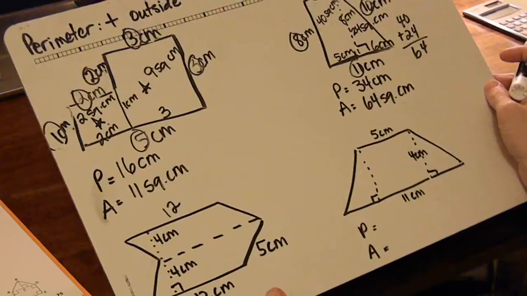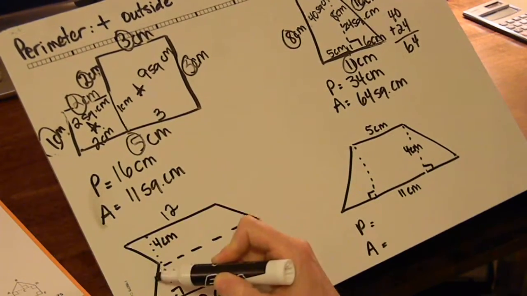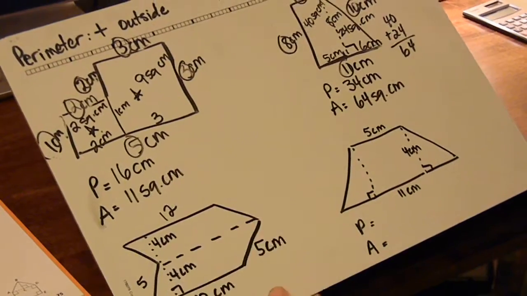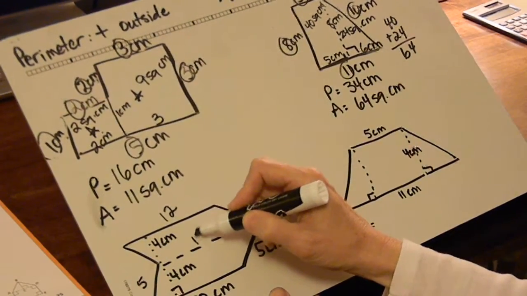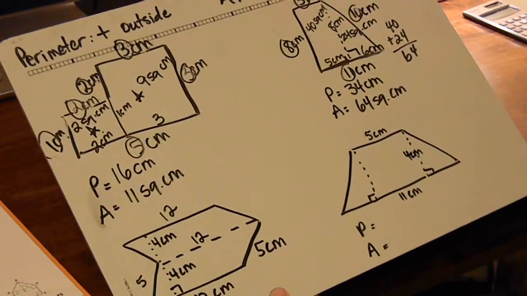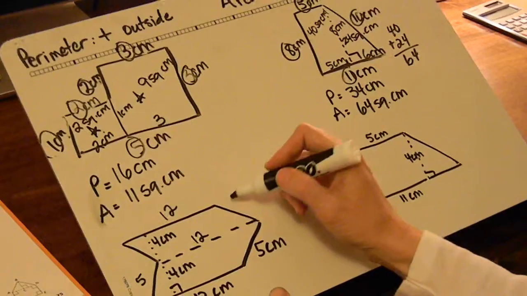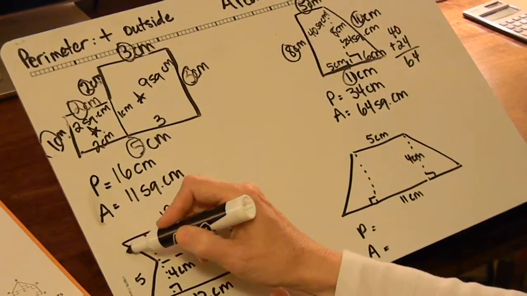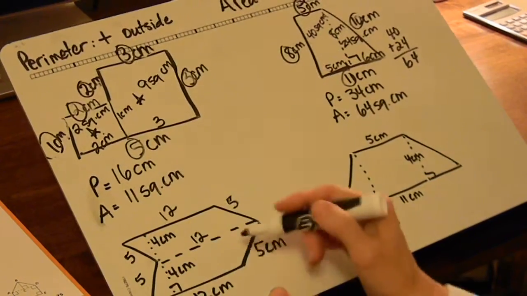Now, let's do this. We know that if this side is 5, the opposite side is going to be 5. If this is 12, we know that in the middle, that's going to be 12 if we needed that. And we also know that these are equal, so this side is going to be 5 and this side is going to be 5. Now we're ready to add them up.